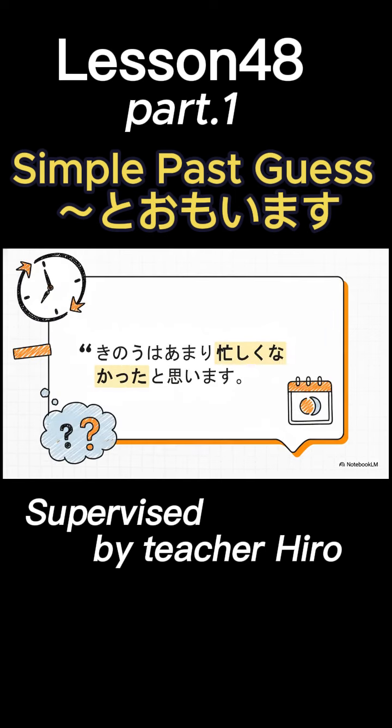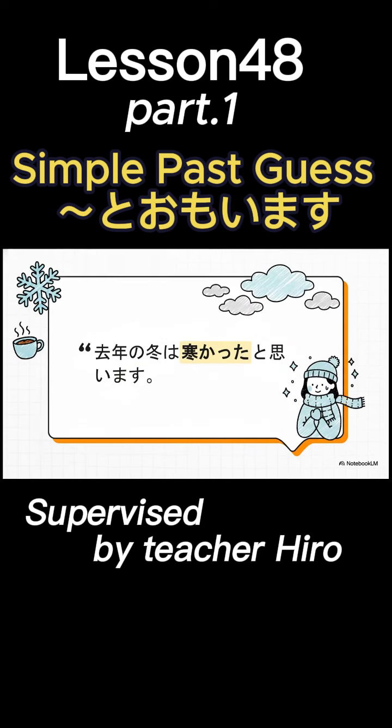Now this one shows us a negative. The word for busy is isogashii. Its negative past short form is isogashikunakatta. We just add our phrase, to omoimasu, to the end and we get, I think yesterday wasn't very busy. Simple, clean, and effective.